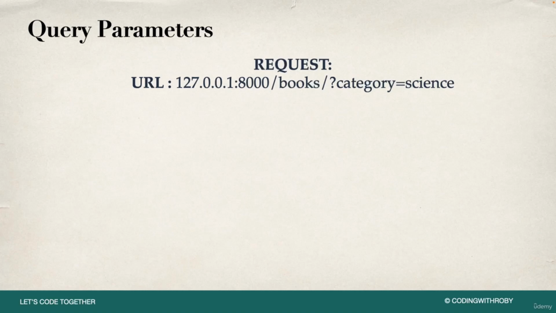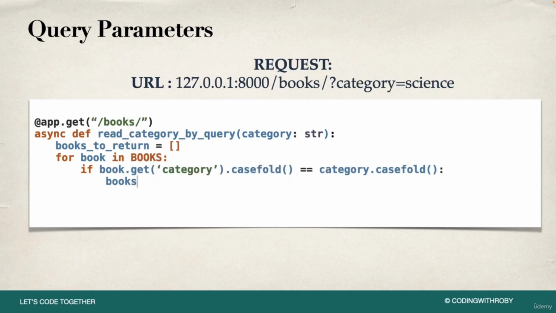So how does this look in FastAPI and in our Python function? Well, we're going to have our @app.get and we're going to say /books. So we do not have a dynamic path parameter, we just have our normal path that says go to books. We then have our Python function of read category by query, where we pass in a category of type string. We are then going to have an empty books to return, and then we're going to loop through all of the books, and when category of that book matches the query parameter category, we're going to add it to the list and then return that list.